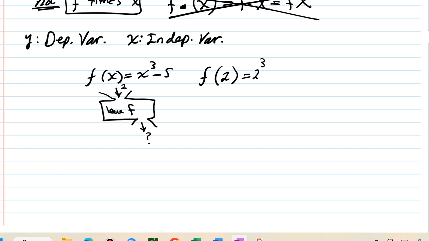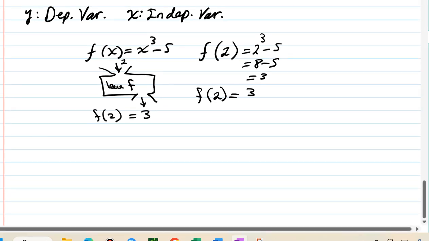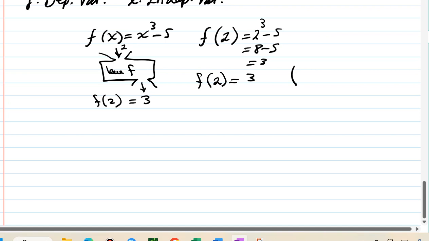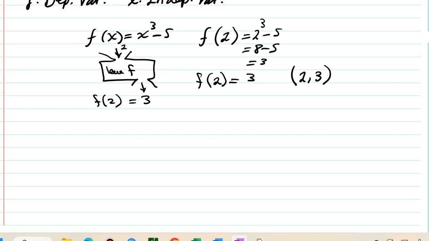So you put in the 2, the machine will cube it and take away 5 from it. That will be 8 minus 5, or 3. So in this case, the output is 3. So we're going to say f evaluated at 2 is 3, and that's the function notation for this process. So f at 2 is 3. Therefore, the ordered pair (2, 3) would be a point on the graph of this function. Later on, we'll look at those.